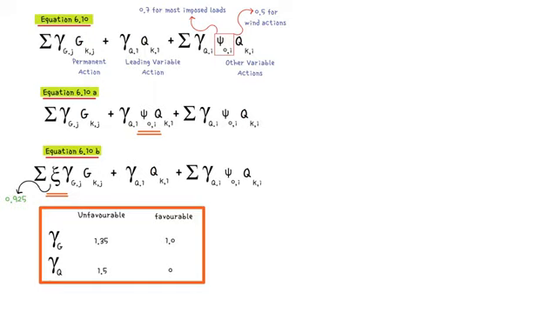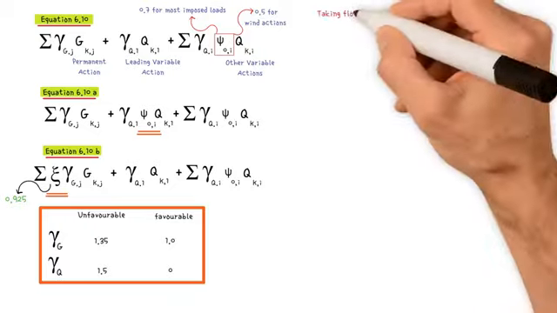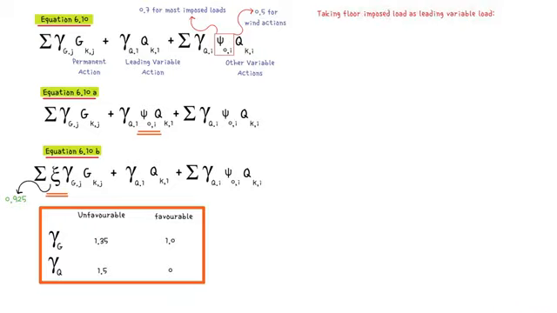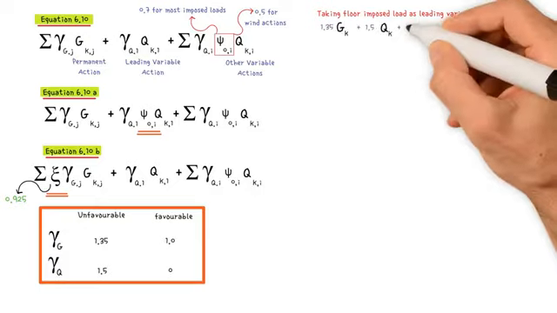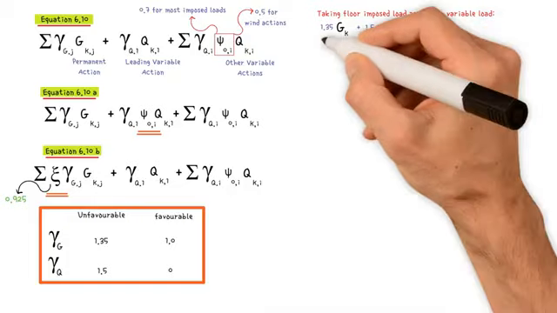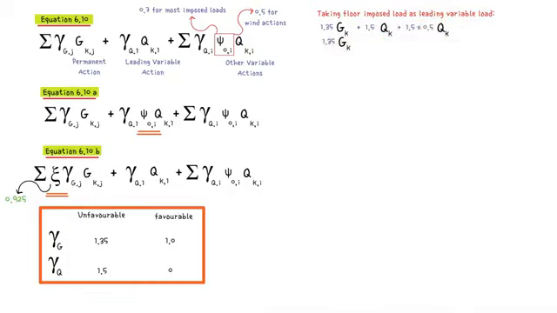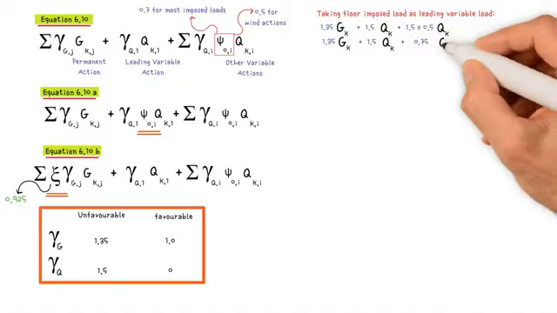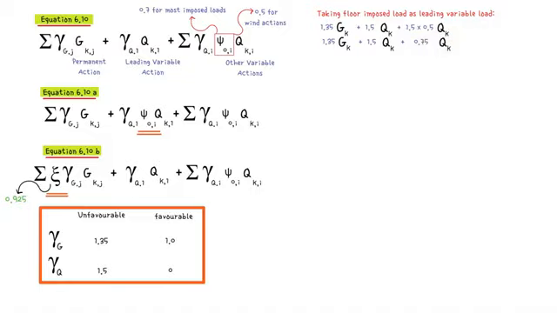The partial factor for the leading variable action, gamma Q, is 1.5, and for the other variable actions, we need to multiply the partial safety factor by the combination factor. If we take the floor imposed load as the leading variable, we need to multiply the other variable load, the wind load, by the psi factor, which is 0.5. We get 1.35 times the permanent action, plus 1.5 times the leading variable load, which is the floor imposed load, plus 0.75 times the other variable load, which is the wind load.